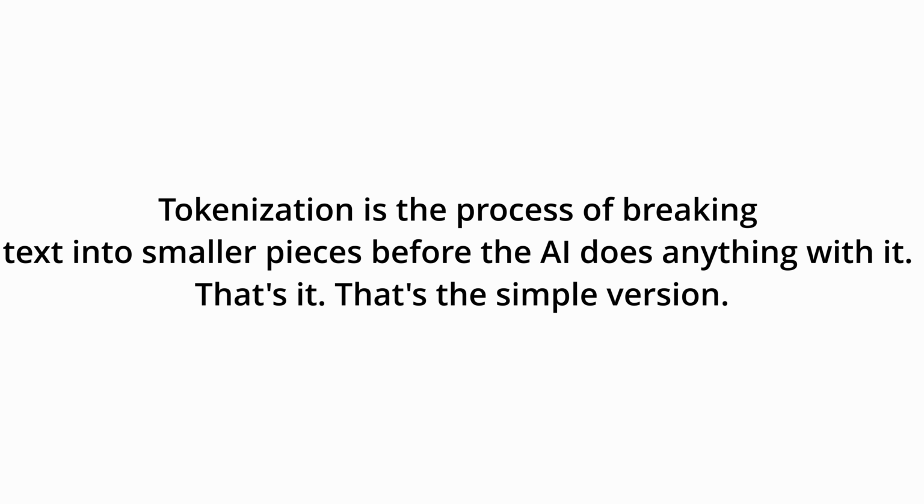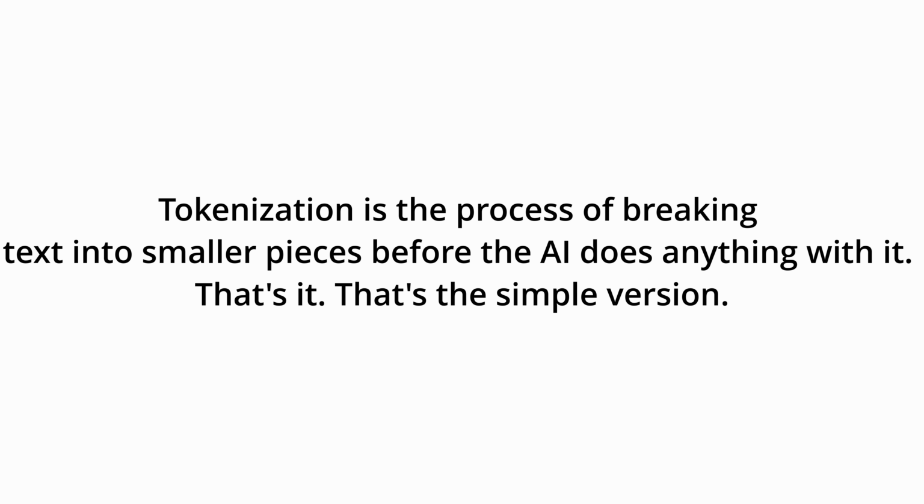Okay, so what actually is a token? You might be thinking, well, it is probably a word, right? And yeah, sometimes it is, but not always. This is where it gets interesting. A token can be a word, it can be a part of a word, it can be punctuation, like a period or a comma. It can even be a space. The model doesn't see the sentence the way we do. It sees a stream of tokens.